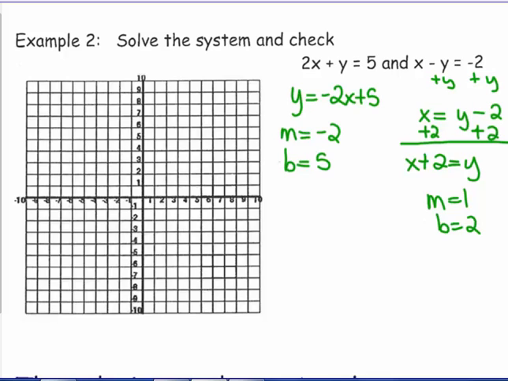So starting with the first equation, start at the y-intercept of 5 and a negative slope. So rise down 2 over 1. So now my point's at (1, 3), down 2 and over 1. My next point is at (2, 1). So I've got 3 points. I'm going to draw my line.